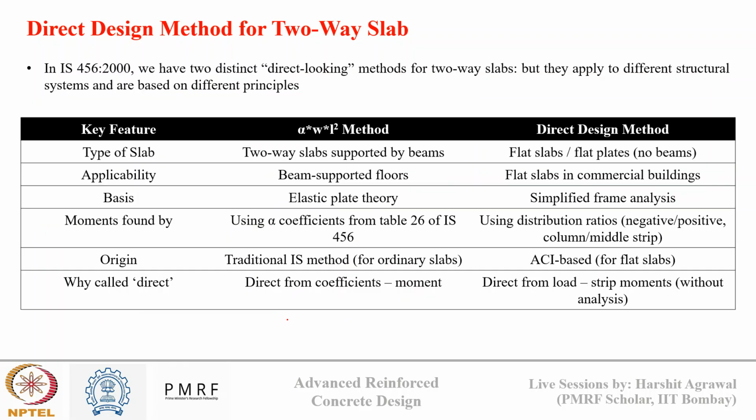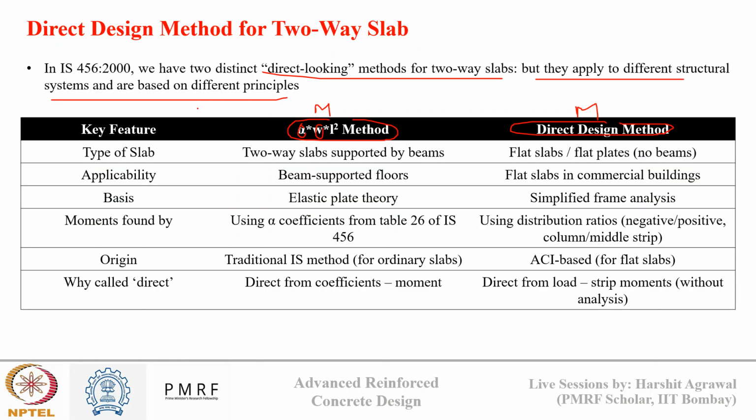Now, just to clear one confusion: in IS 456, we have two direct-looking methods for two-way slab design. We have the code coefficient method that we saw earlier, based on alpha W L square values, and we have the direct design method that we are seeing here. Both of them are direct methods. From the alpha value and knowing the load, we can calculate the moment without doing any analysis. And this is also a direct design method, where again there are some alpha values from which we can calculate the moment. But they apply to different structural systems, and they are based on different principles.